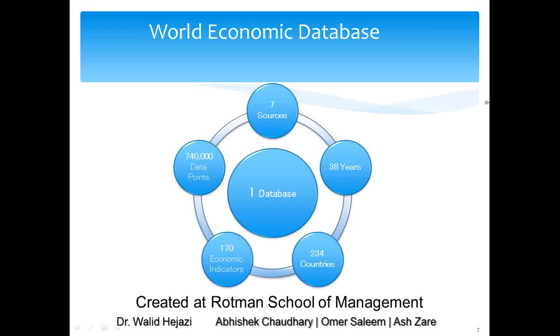This database has 700,040 data points in it. It's a huge Excel database. It comes from 7 sources, and to name a few, it is from World Bank, doingbusiness.org, and the World Economic Forum, and it spans 38 years, from 1980 all the way to 2018. The number of countries in it is around 234, and it covers 170 economic indicators.